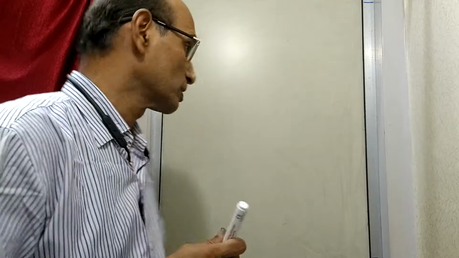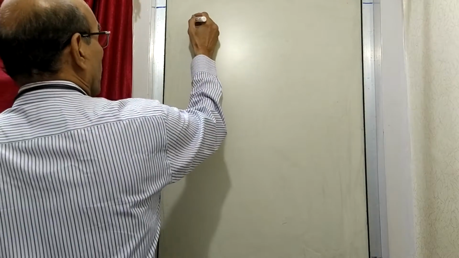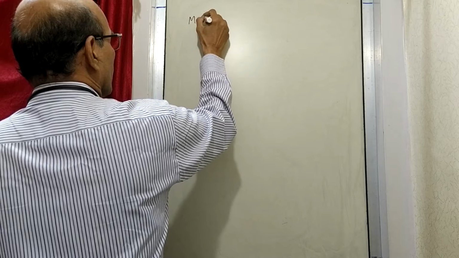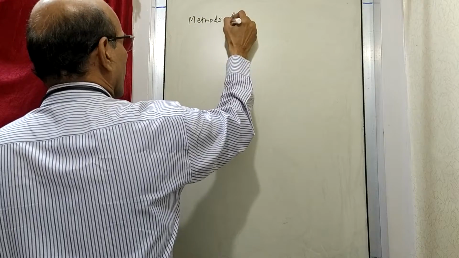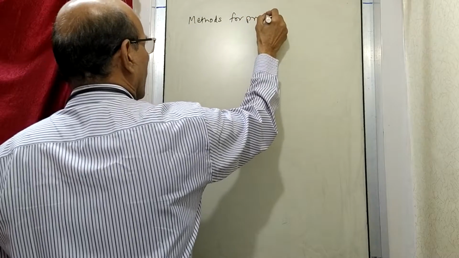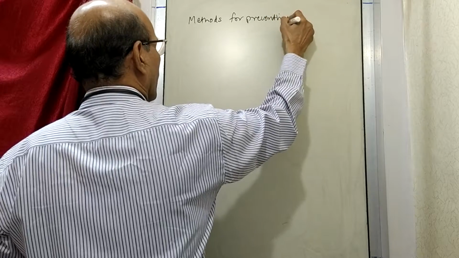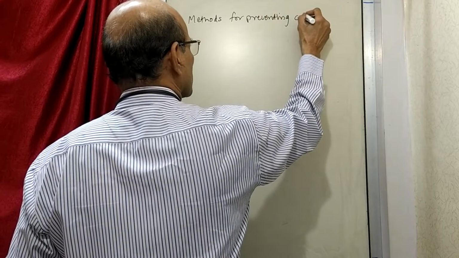Okay, so now having seen the design aspects of the lever, how these different types of levers are to be designed by applying the usual principles. Now let's see one small theory topic which is talking about different methods of preventing certain kind of stresses. So let's first see methods for preventing crushing stress.